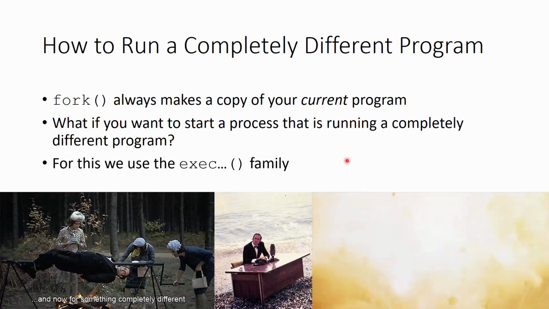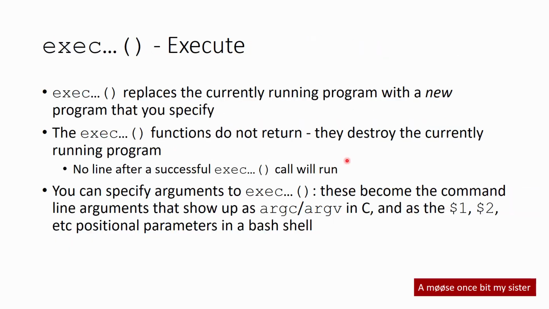So for this, we use the exec family of functions. Exec is short for execute, and what it does is it replaces the currently running program with a new program that we will specify. So the exec functions do not return. They destroy the currently running program. So no line after a successful exec function call will run. You can pass in arguments to exec, and those are going to become the command line arguments, the argc, argv variants in C, and that would show up as the 1 and 2 positional parameters in a bash shell, for example. So we can pass in arguments to exec that will be used by the process once it actually runs.